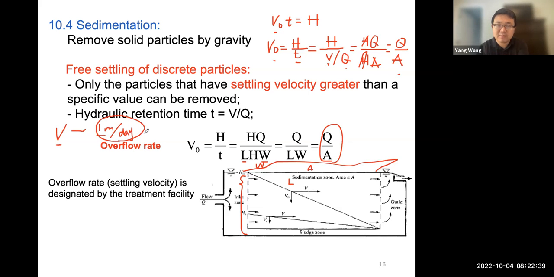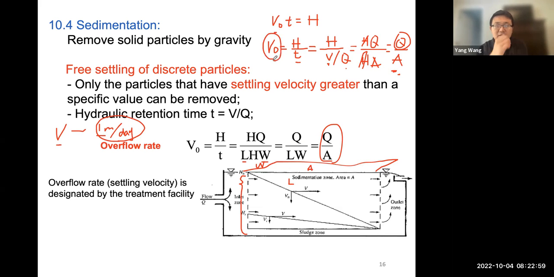And then what does that mean? You will put in this value, the flow rate this water treatment facility is handling, then you can calculate the surface area that's needed, right? So this water treatment facility can start to build their sedimentation basin that can satisfy this settling velocity.